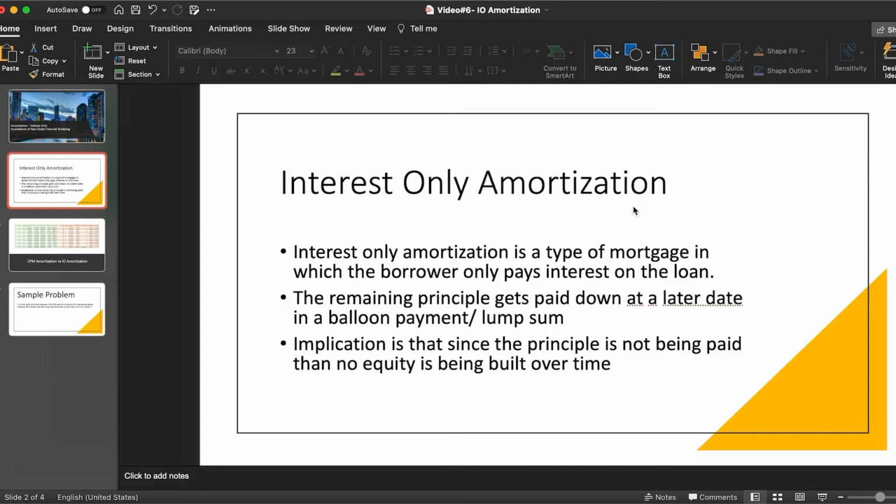And really the biggest implication here would be that since you're not paying down any of the principal on each period, that would mean that you're not gaining any equity on your property over each period, right? So if you have $1,000 and you're paying $5 each period on that principal, then you're gaining $5 of equity on every period. But if you're only paying interest, then you're not gaining any equity on your property.